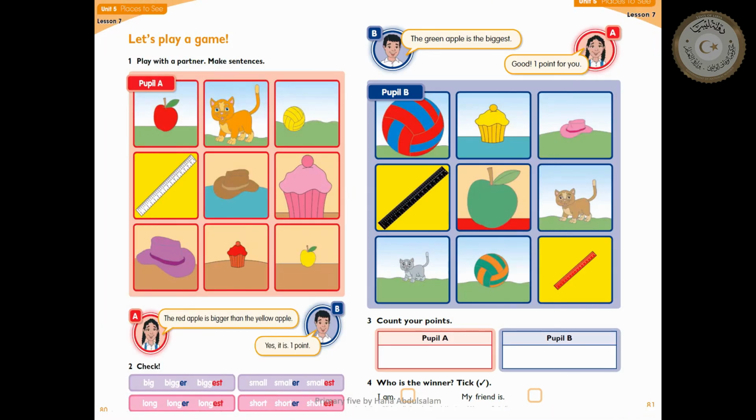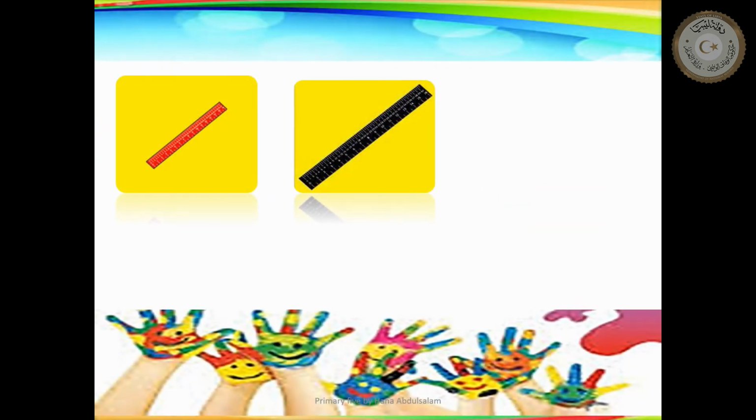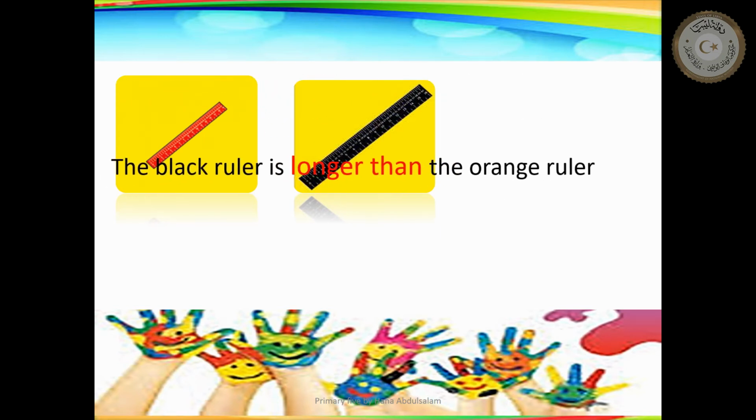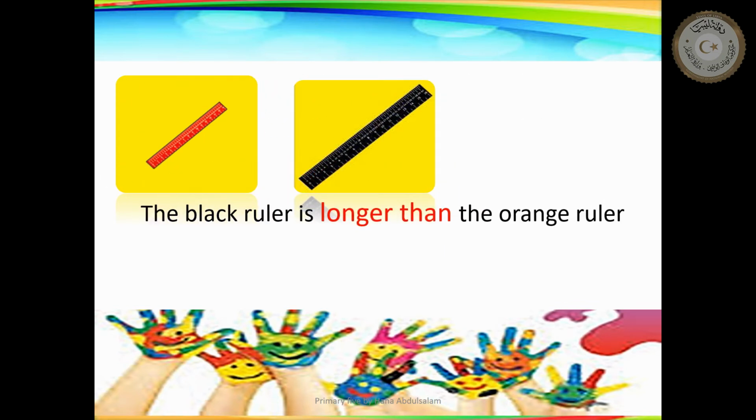Can we choose another thing? What about roller? We have 3 rollers here. White roller, black roller, and orange roller. Can you write a sentence? The black roller is? Excellent. The black roller is longer.